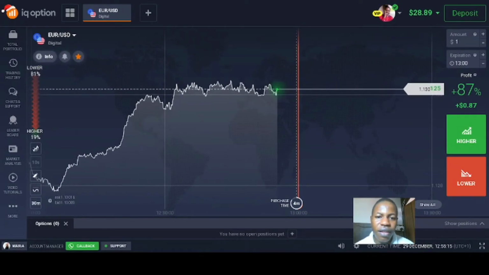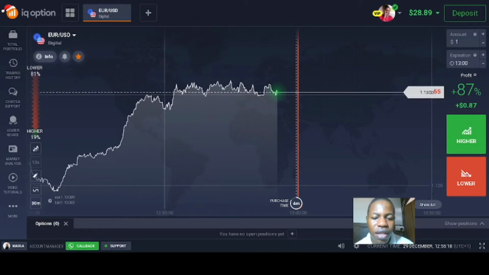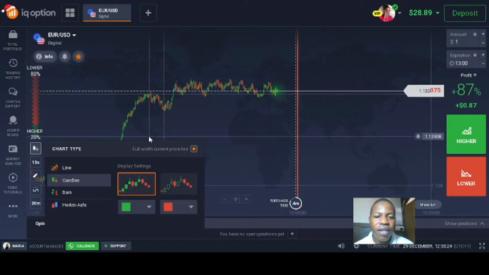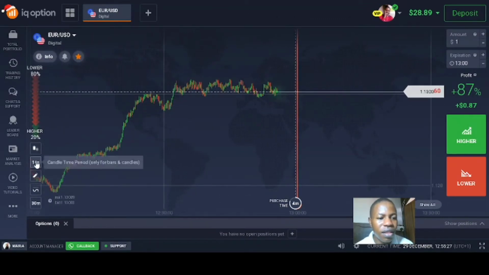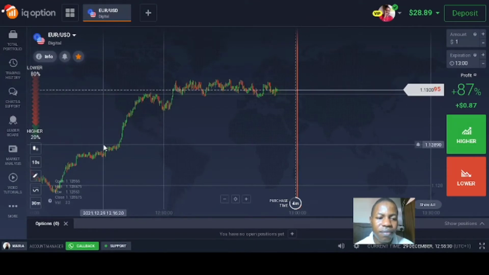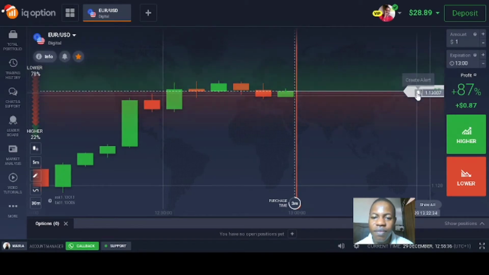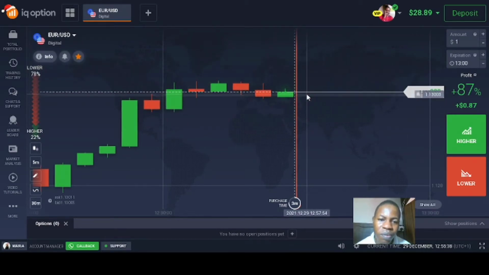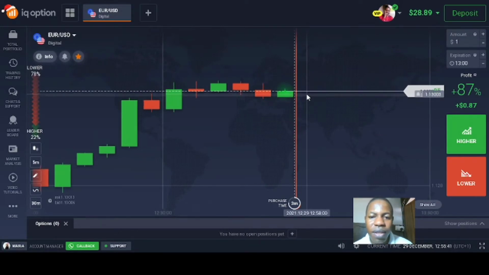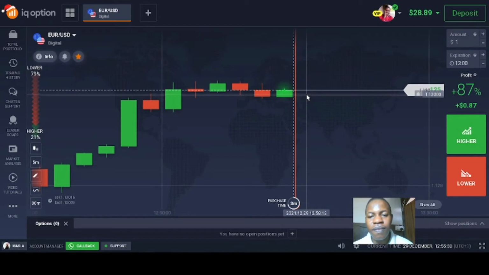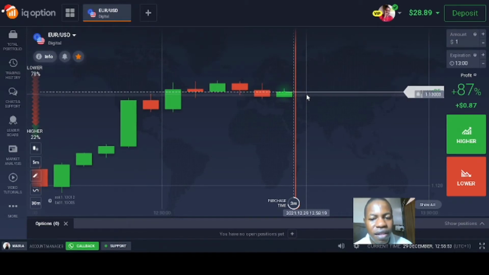Okay, so the first thing we need to do is to change the chart type. We set up the charts by changing the chart type to candlesticks. Then we change the time to 5 minutes. And of course you set the trade expiry time to 5 minutes. Now you can equally use 1 minute, but I don't recommend it because 1 minute is too fast and you may not be able to concentrate, and before you know it you might end up losing your money. So I advise using 5 minute candlesticks and 5 minute trade expiry time.